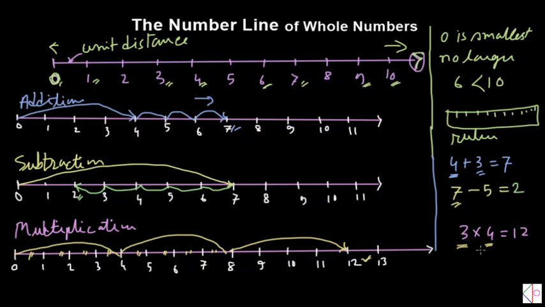Okay, if we change the order, what will happen? Let us see. Now 4 times 3, the value will remain the same, 12, but the graphical representation will change a little bit. How? This time we have to take 4 jumps, and in a single jump we have to cross 3 unit distances. That means 1 unit distance, 2 unit distance, 3 unit distance. So from 0 to 3 first, next 3 to 6, next 6 to 9, and finally 9 to 12. In this way we finally reach 12. So the answer is 12.